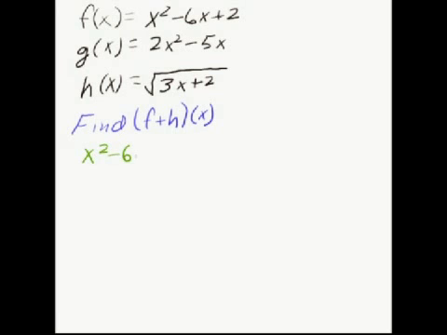So this one's simpler than it seems. You take the f function and add the h function to it. Because one's a polynomial and the other's a square root, there's no like terms. The answer is simply x squared minus 6x plus 2 plus the square root of 3x plus 2.